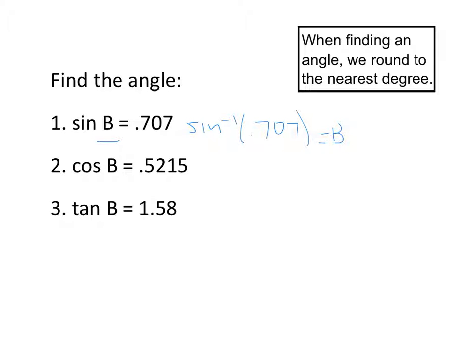So as I will write my answer, I will say measure of angle B is equal to, and then in my calculator again, I'll type in second sine of 0.707, and I get 45 degrees. Round to the nearest degree.